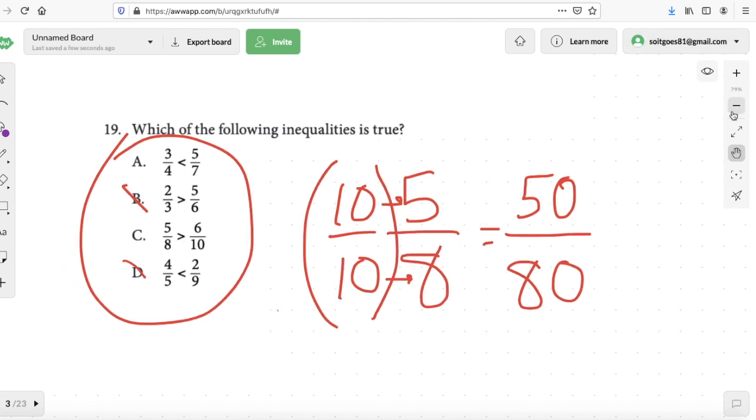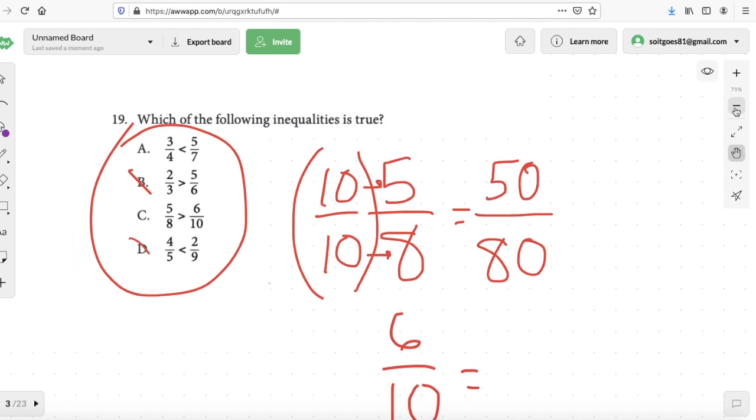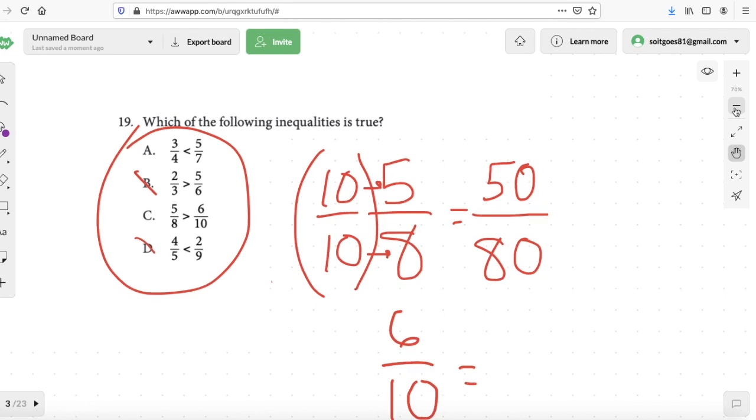And then let's find 6/10 here. So 6/10. How am I going to get a common denominator of 80 here? Multiply both by 8. Or multiply it by 8 over 8. And what's 8 divided by 8, by the way, Juliana? 1. So we're not changing the value of 6/10 because we're multiplying by 1. We're just changing the form.